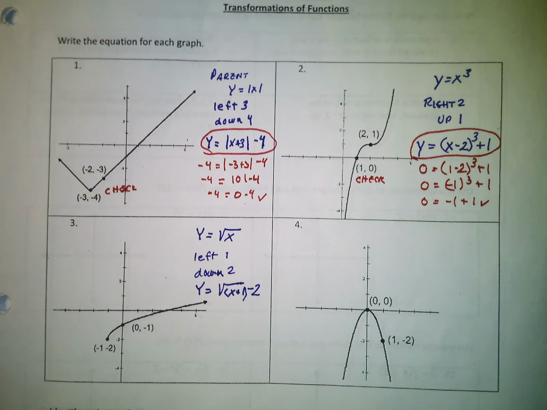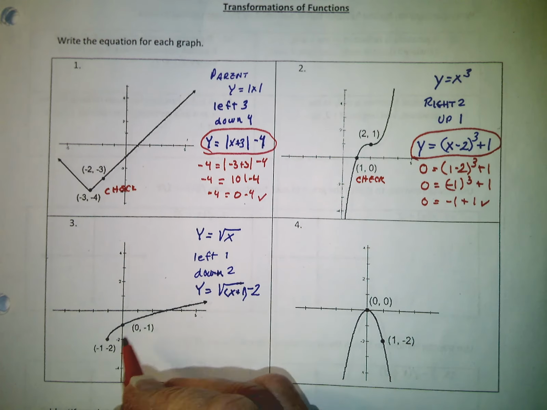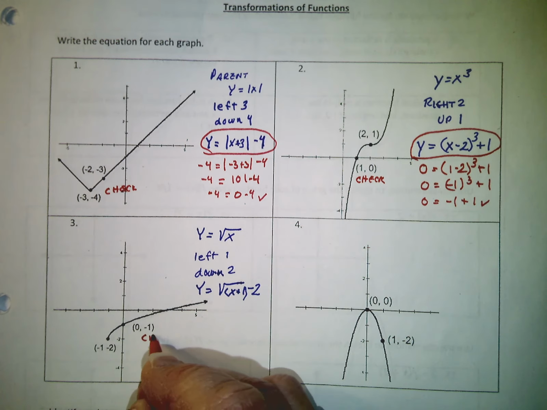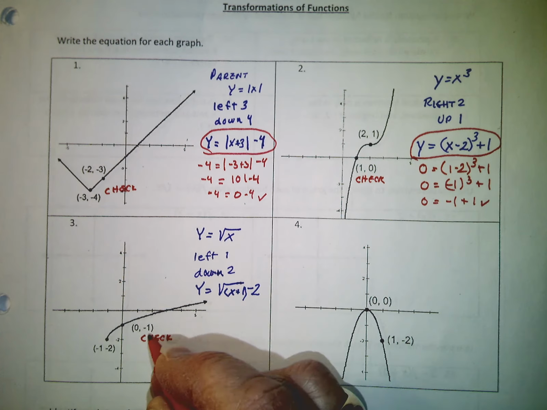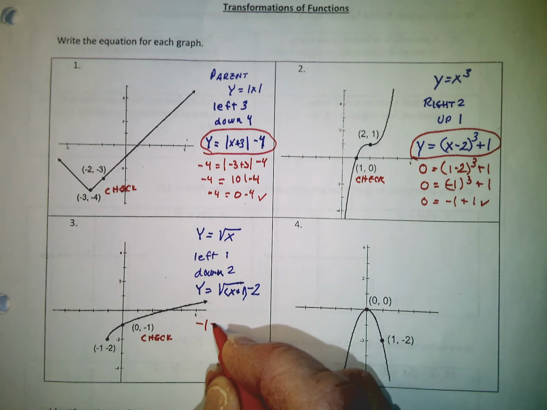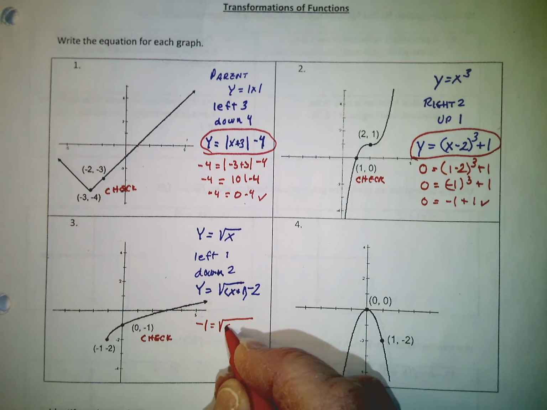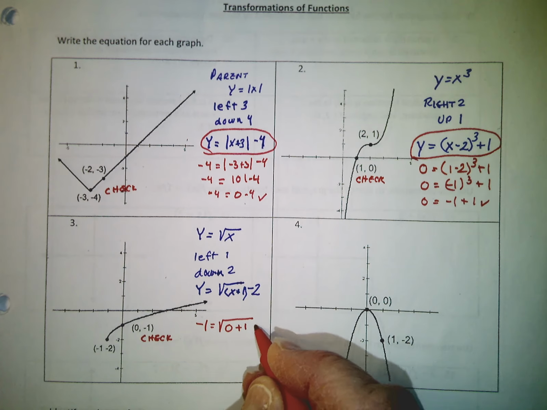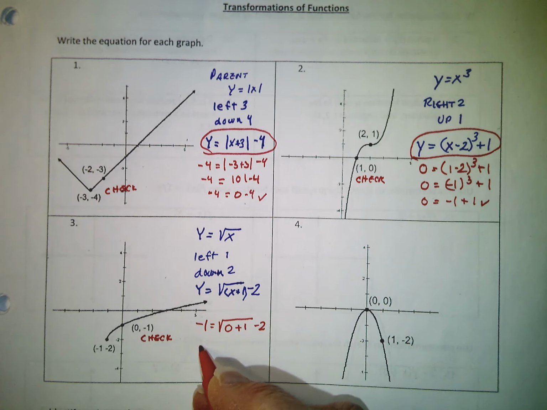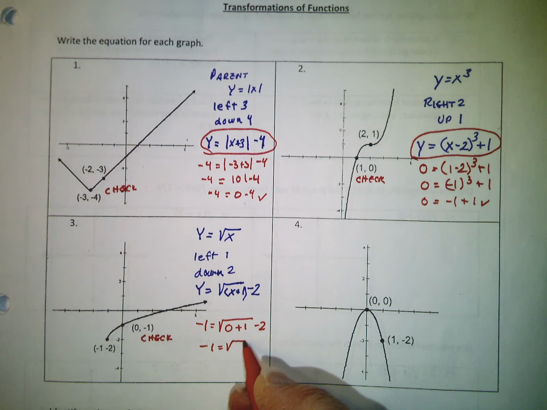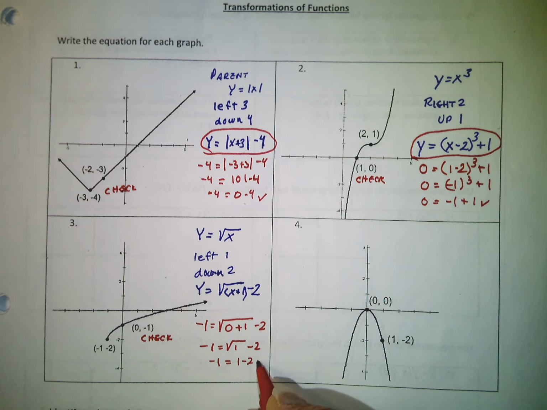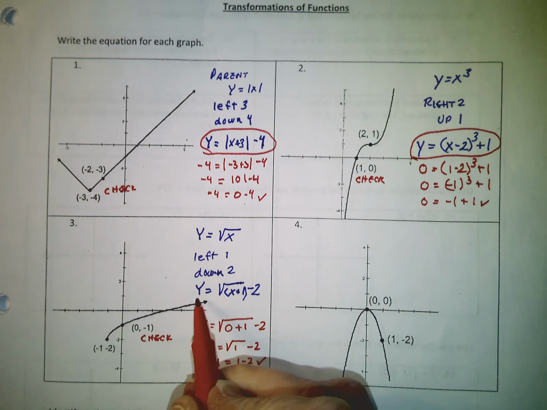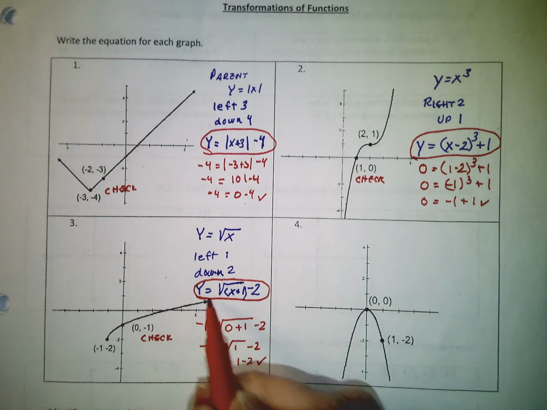Check it out. So I'm going to try it with a 0, negative 1. Y is negative 1. X is 0. So does negative 1 equal the square root of 1 minus 2? Well, does negative 1 equal 1 minus 2? Yes, it does. And there's our equation.